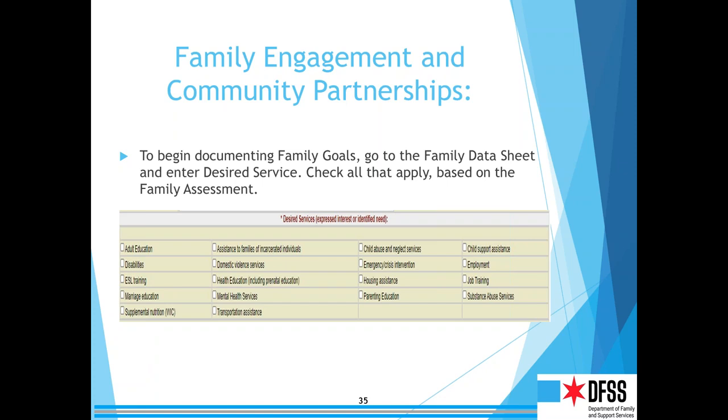So to begin documenting family goals, the first thing you do is not document family goals, but go to the family data sheet and enter desired services. What this means is when you've done the family assessment with families, which you should have started to do by now, you will identify areas that the family has identified as a concern that they want to work on. And you would mark any of these that are relevant on the family data sheet, and then goals should be developed within one of the categories that was identified. If another goal comes up later in the program year, you just come back here and add that issue on so that there's somewhere to put it.